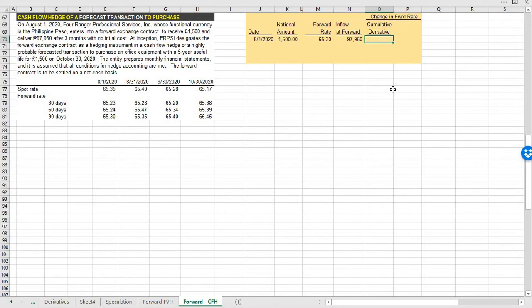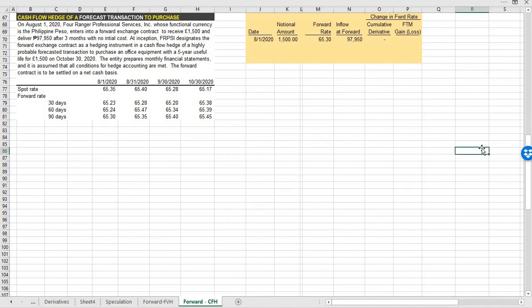Ibig sabihin, 0 pa ang ating derivative. Wala pang value ang derivative on this date kasi wala pang change in the forward rate. At sabi rin dito, we have no initial cost. Ibig sabihin, hindi tayo nagbayad ng any premium at date of inception. Kaya 0 pa to. At syempre, wala rin tayong i-recognize na gain or loss as of this date kasi nga wala pang change.